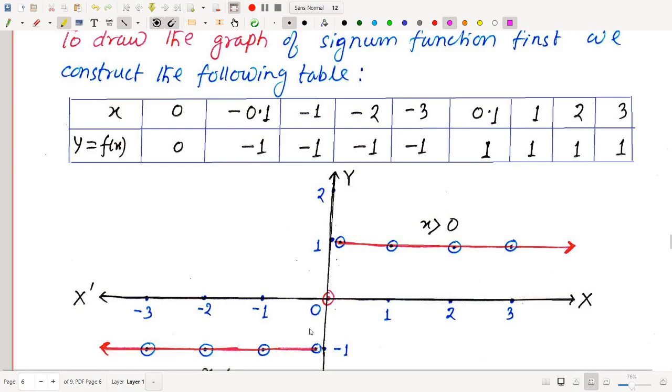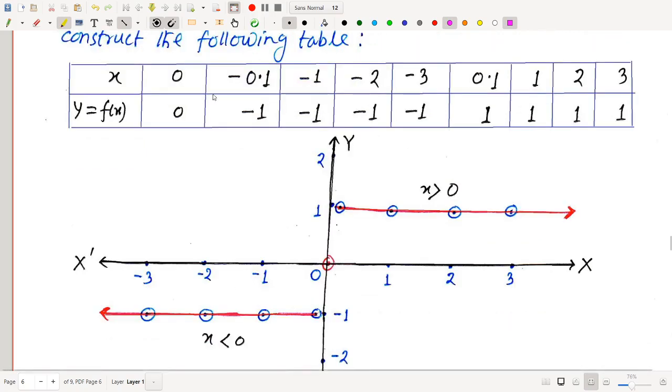Similarly, if we plot these points, x is minus 0.1, y is minus 1. X is minus 1, y is minus 1. X is minus 2, y is minus 1. X is minus 3, y is minus 1. So this is also a straight line going in the left side direction, and the other one goes to the right side direction.